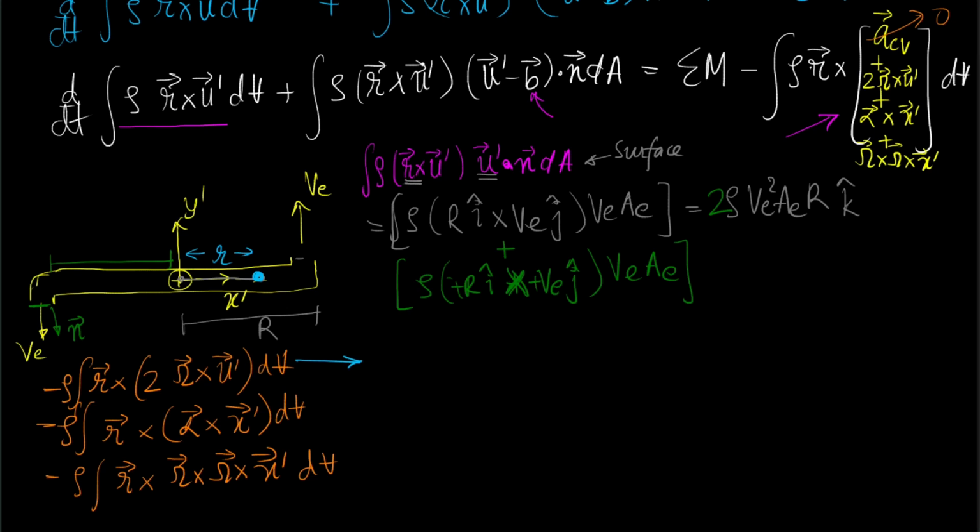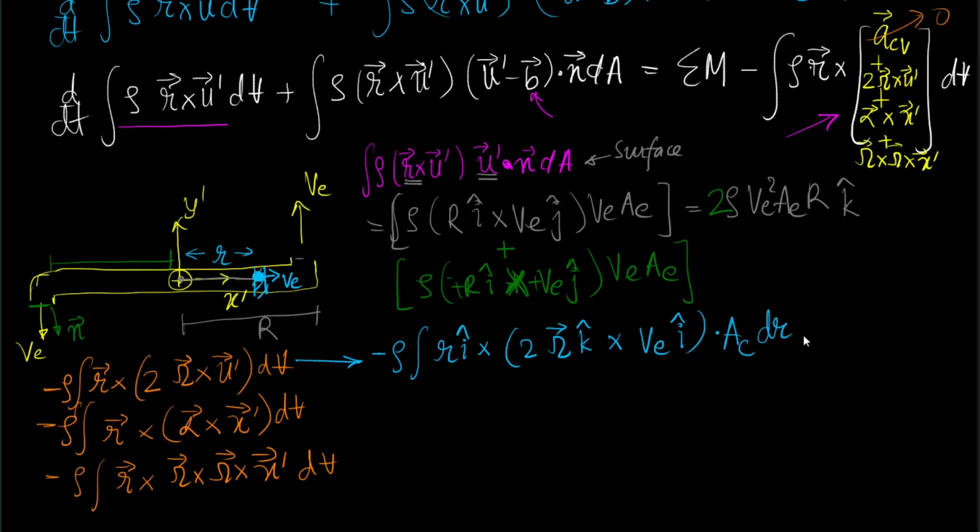So it's going to be minus rho integral r, which is r i, cross twice omega in the k direction, cross ve in the i direction, because u prime at a location r is going to be ve, but now in the i direction, unlike this part, and dv, so the volume is going to be the area of cross section times dr.